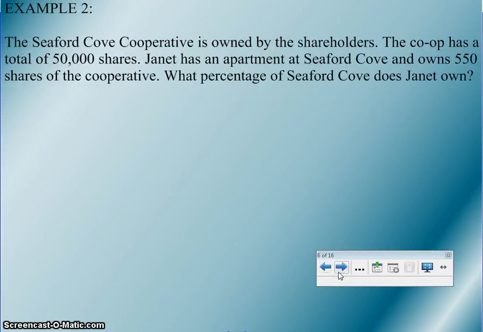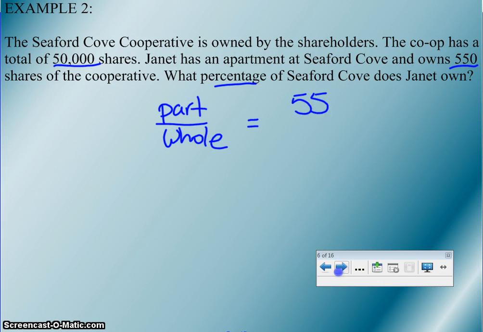Okay, Seaford Cove is owned by its shareholders. The co-op has a total of 50,000 shares. Janet has an apartment and she owns 550 of those. What percentage does Janet own? So what portion or proportion does she own? Well, again, remember, we're taking the part and dividing it by the whole. We've seen this multiple times now. We've got 550 shares is what Janet owns out of the 50,000 shares.